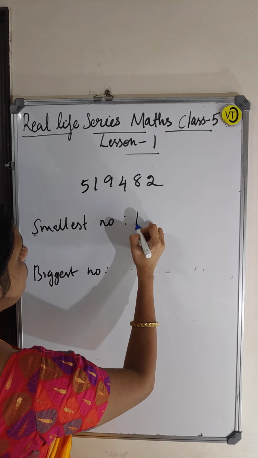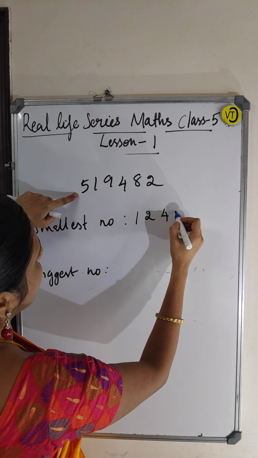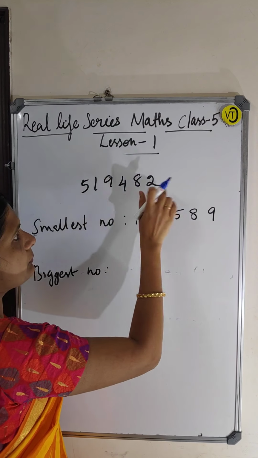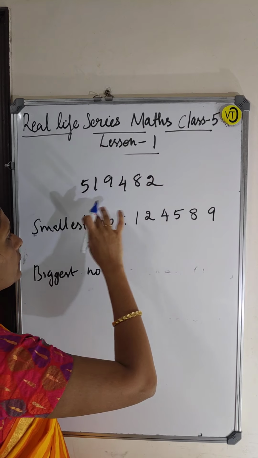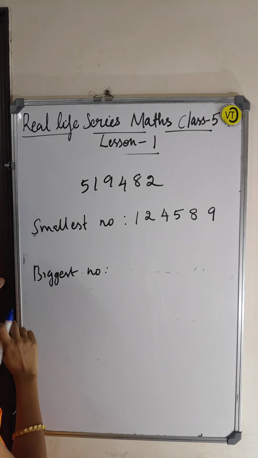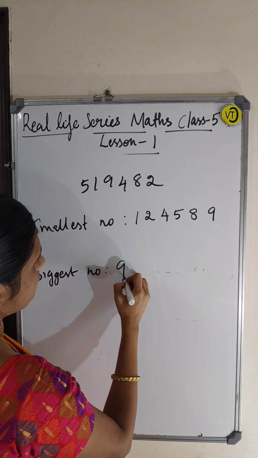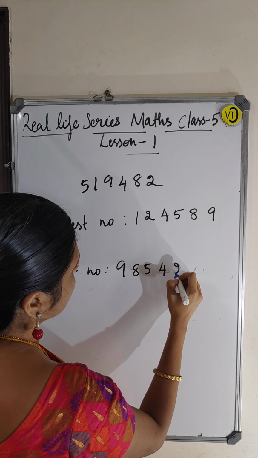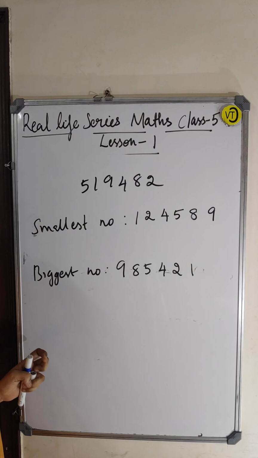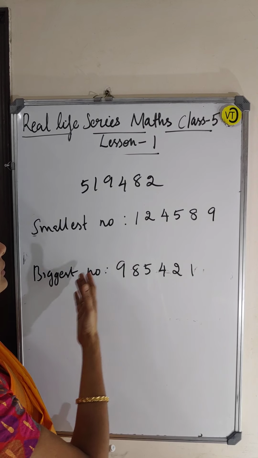See, listen now. First 1, the next 2, next 4, then 5, then 8, then 9. This is the smallest number from the given digits. They are given already; you have to write them in ascending order, and you will get the smallest number. Then the biggest number, how can you do it? Big to small: 9, 8, 5, 4, 2, 1. So you just reverse this, and you will get the biggest number. Greatest number, I got it.